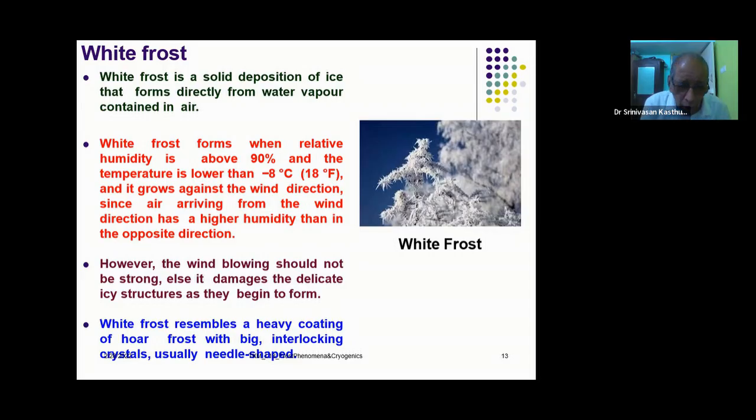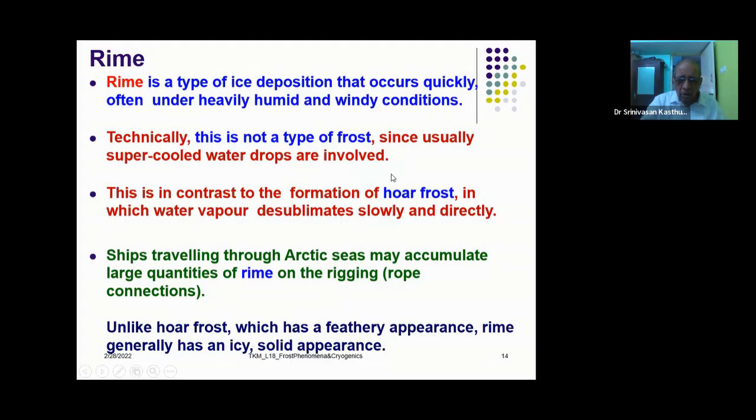However, the wind should not be too strong because it will damage the delicate icy structures as they start forming. The frost resembles a heavy coating of hoarfrost with big interlocking crystals. Usually they are needle shaped. So you can see here the needle shaped frost formation. This is your white frost. So the condition for white frost formation is that the humidity is pretty high.